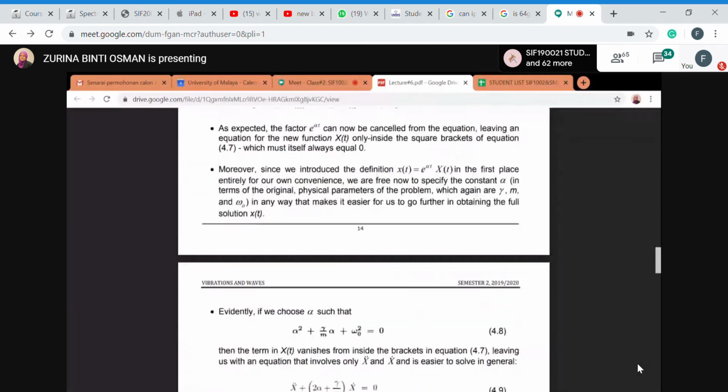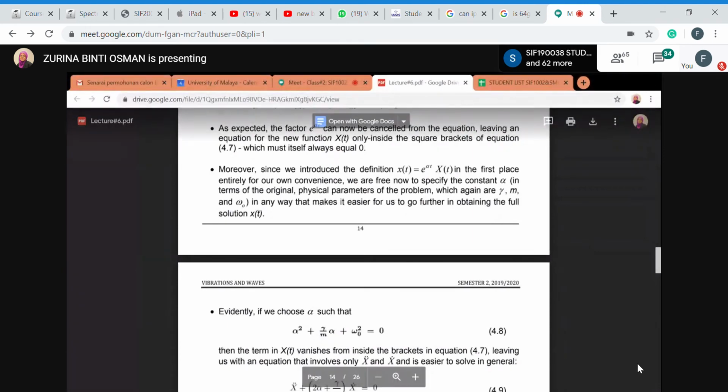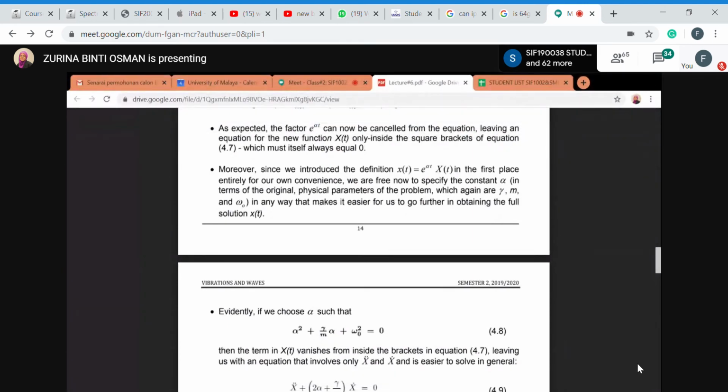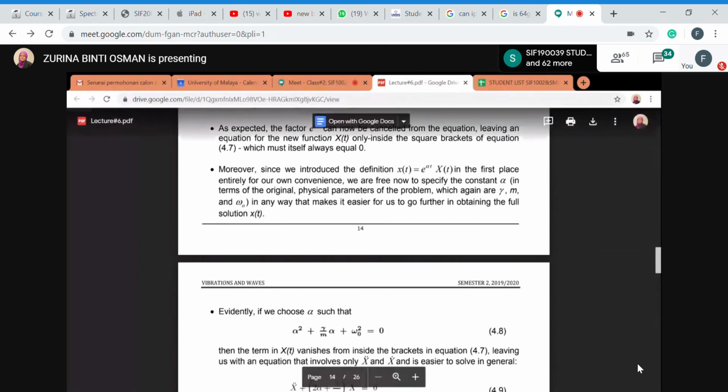Moreover, since we introduced the definition of small x equal to e to the alpha t times capital X in the first place entirely for our own convenience, we are now free to specify the constant alpha in terms of the original physical parameters.